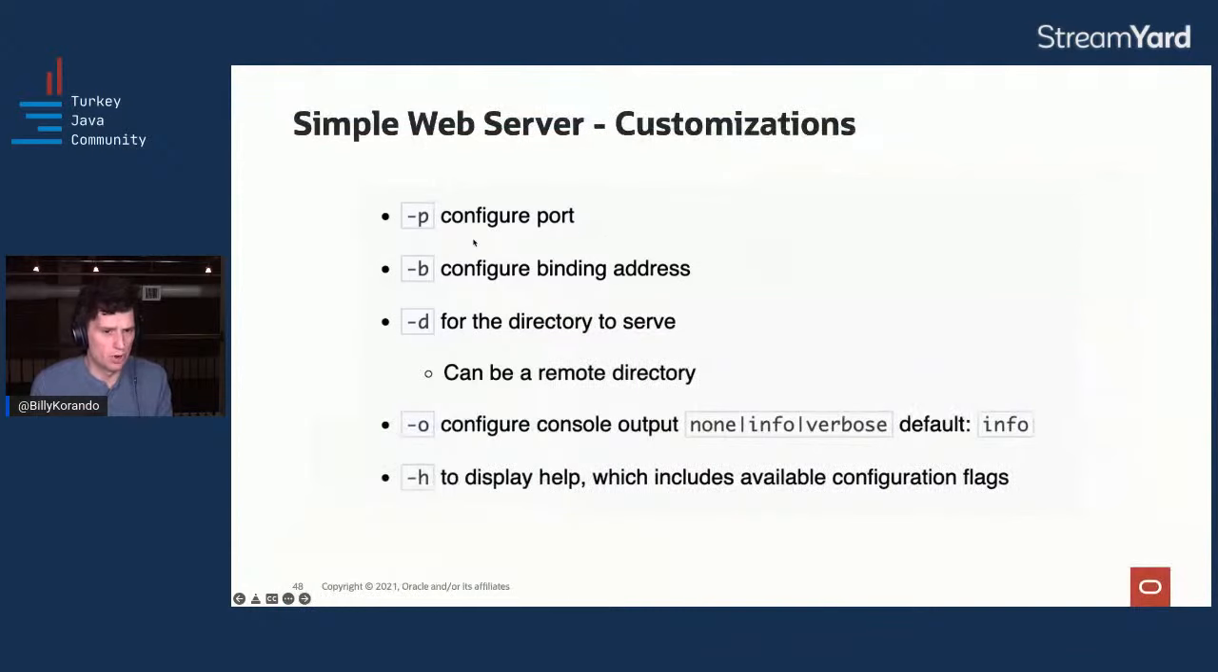So if you want to have it run on a different port, you would provide -p, a different binding address, -b, a different directory, -d. If you want different kinds of output, you can have either none, info, which is the default, or you can have verbose. And if you need help, you can also do -h.